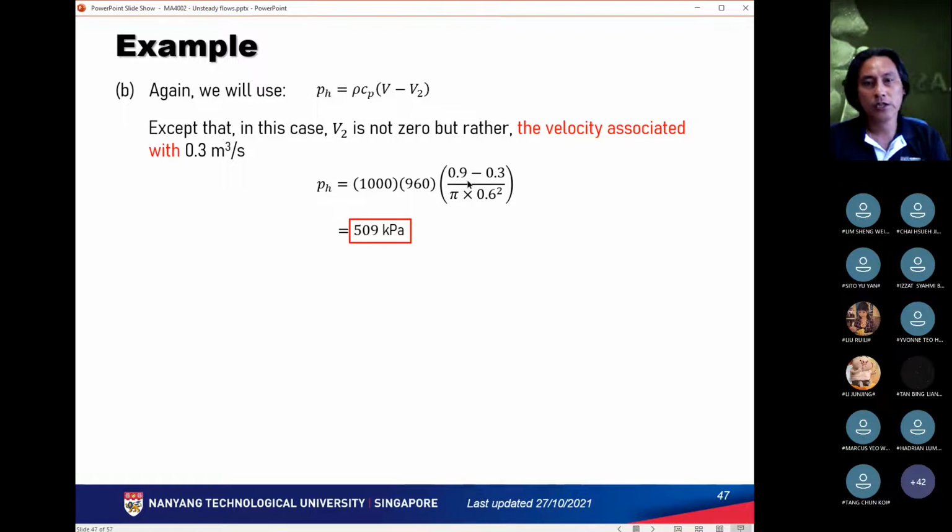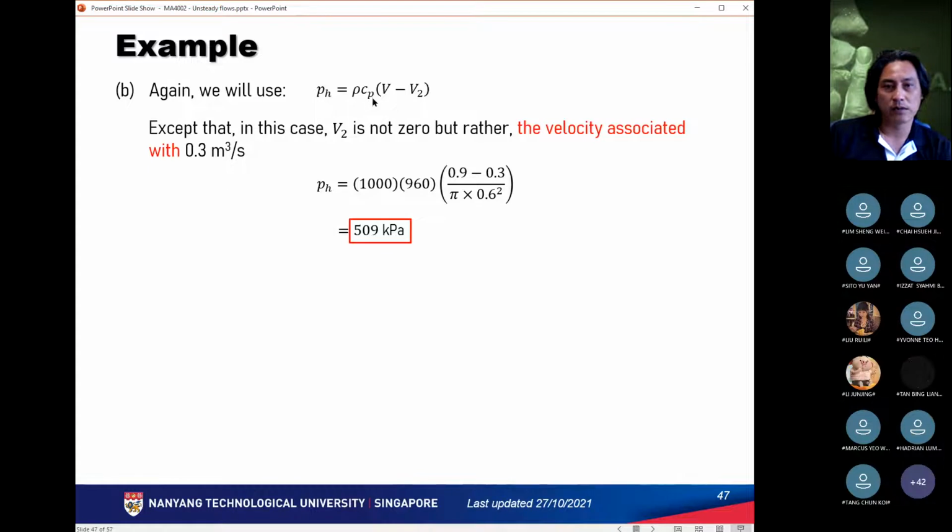If that's the case, surely we'll be able to work out V2 based on 0.3 meter cube per second, isn't it? As for the original velocity, I'm quite sure we know how to work it out as well. In fact, we can just use the velocity that we worked out previously. But in this case, I prefer to work from scratch. And if you think about it, density rho is 1000 kg per meter cube here.